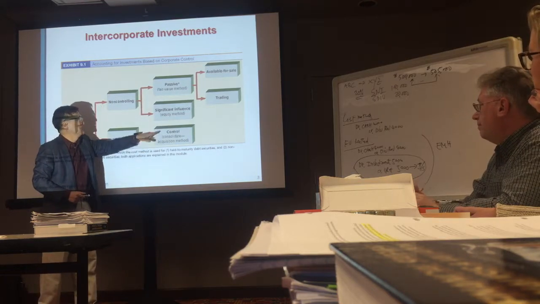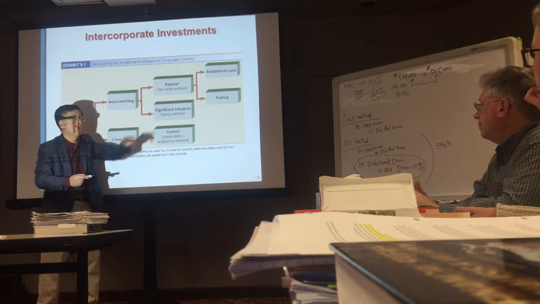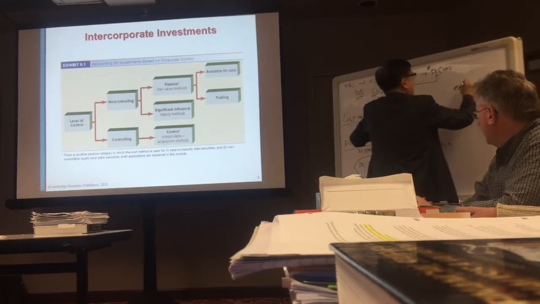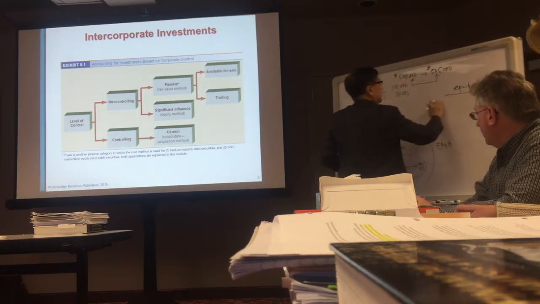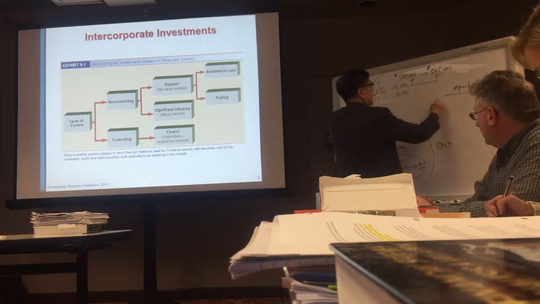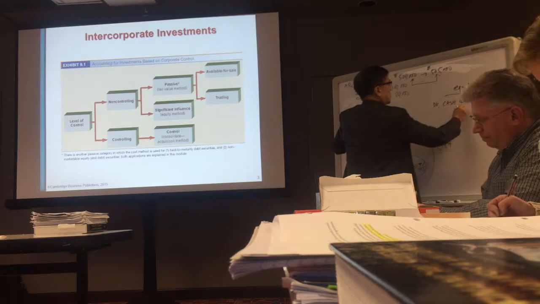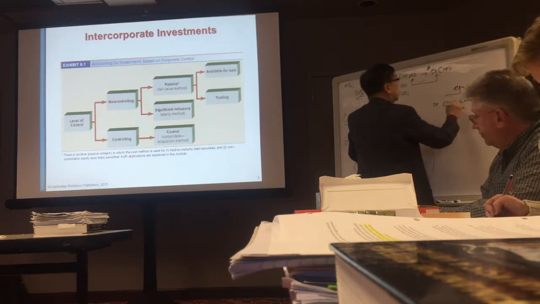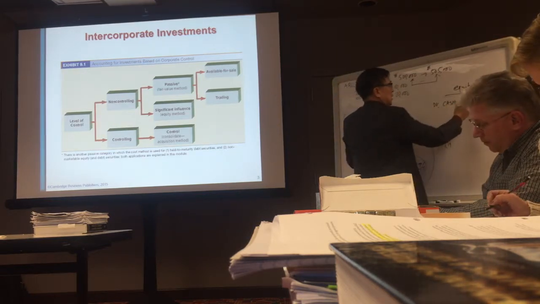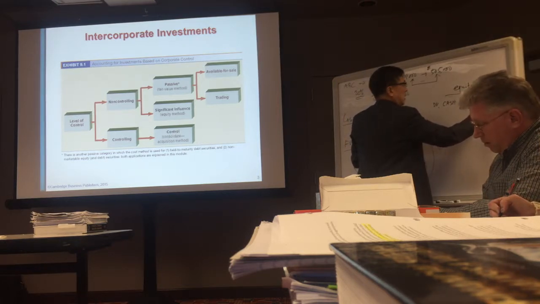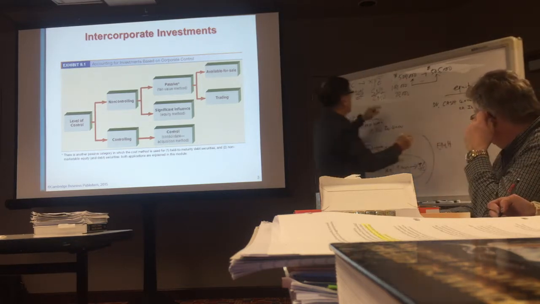What about this? We all know equity. If this is the case, under equity, what is your journal entry? For the dividend, cash 4,000, credit what? Credit what? Equity method. Investment what? 4,000.